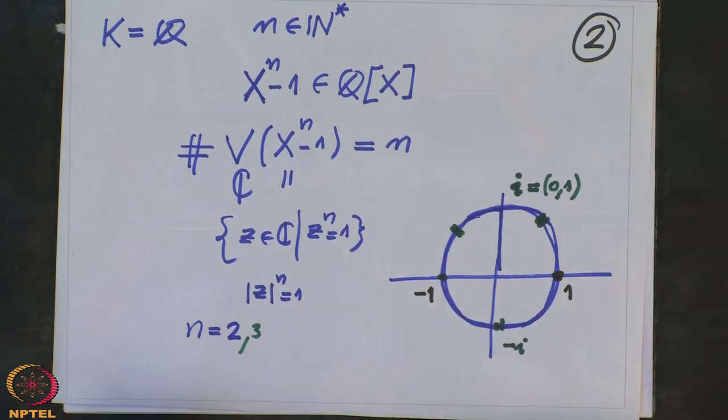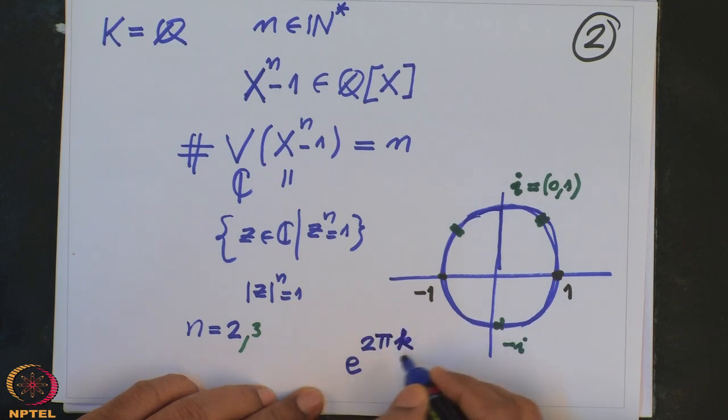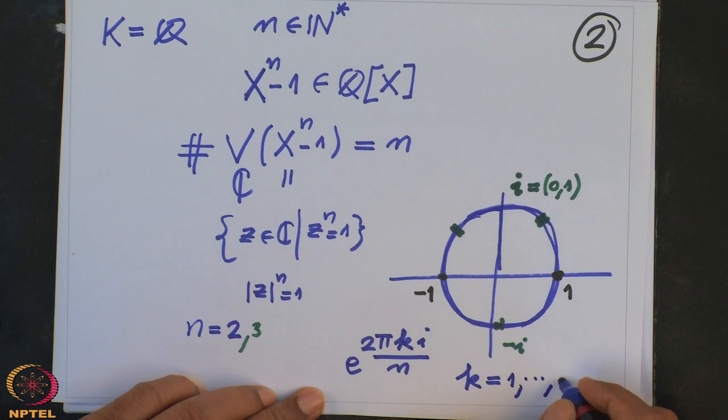So all these zeros lie on the boundary of this unit circle, and they are equidistant. In general, the zeros are precisely e^(2 pi i k / n), where k goes from 0 to n minus 1.